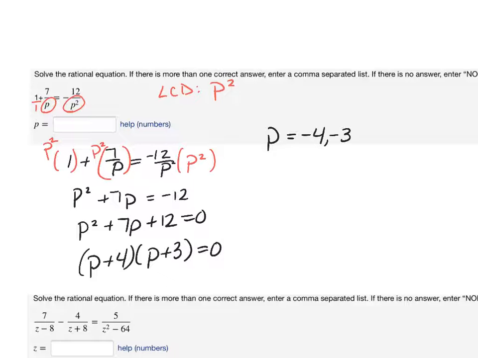Now, I always have to compare my answers to my restrictions. My lowest common denominator is p squared, but p can't equal 0. So that's the restriction. And neither one of those numbers are my restrictions, so those are good to go.